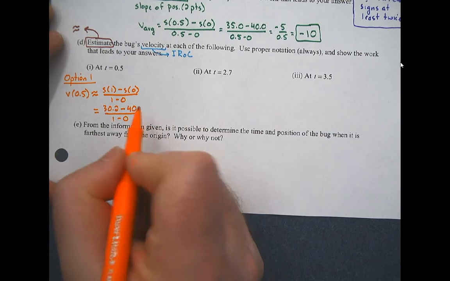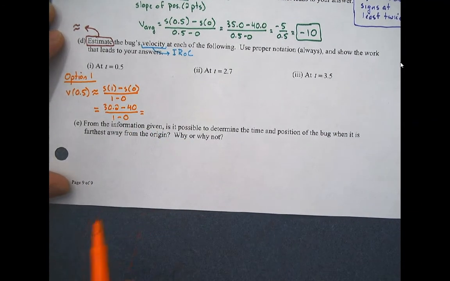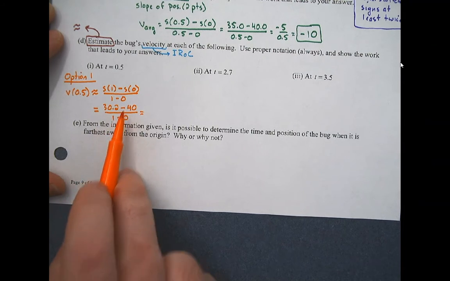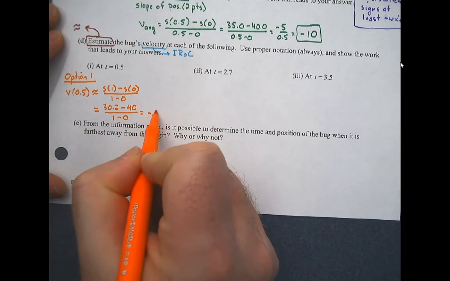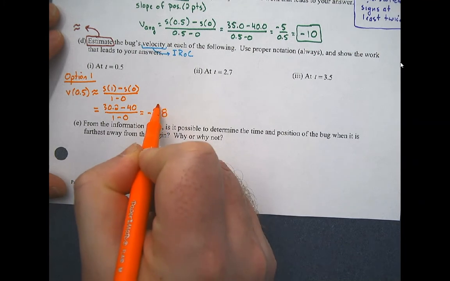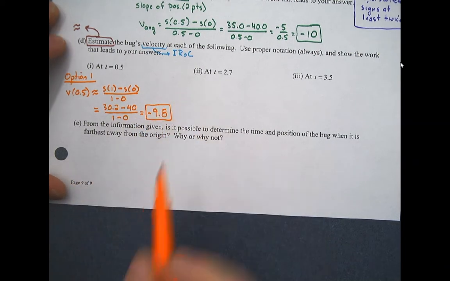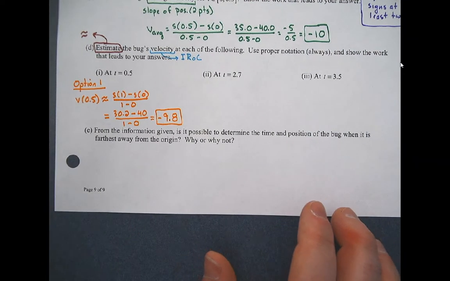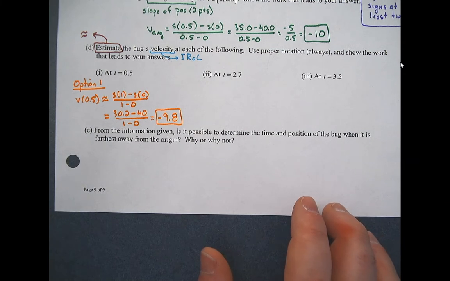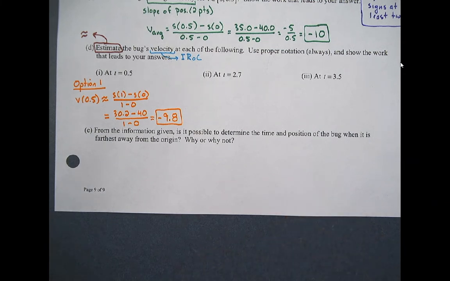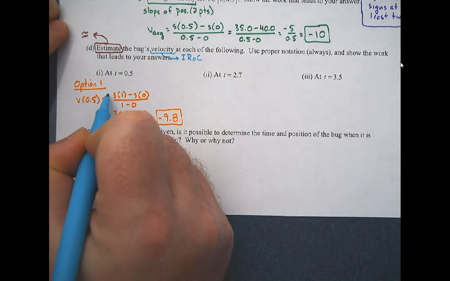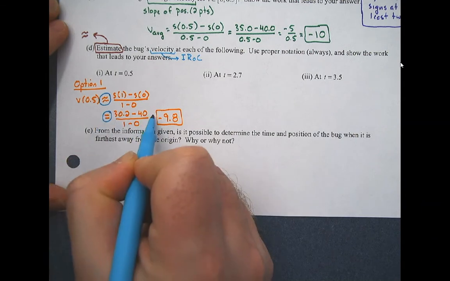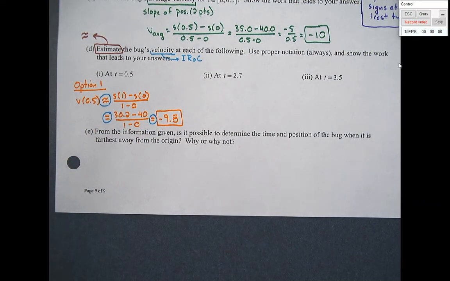I know it's confusing, but that's the way we write it up. So 30.2 take away 40 is negative 9.8 over 1 is negative 9.8. That is our estimate for the instantaneous velocity at time equals 0.5. So notice when we make an estimate, I'm just going to highlight this again. We start off with an approximately, but as we continue through our calculation, it changes to an equal sign as we go through.